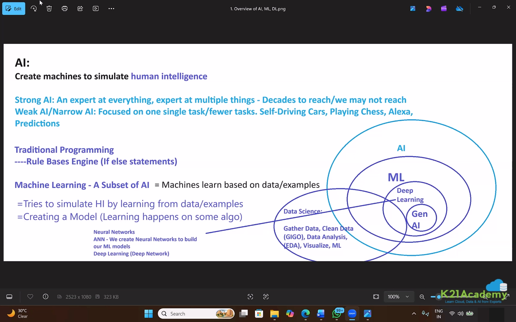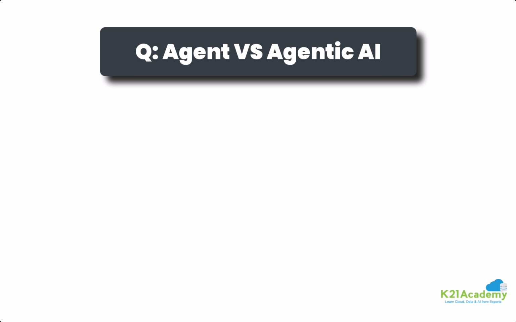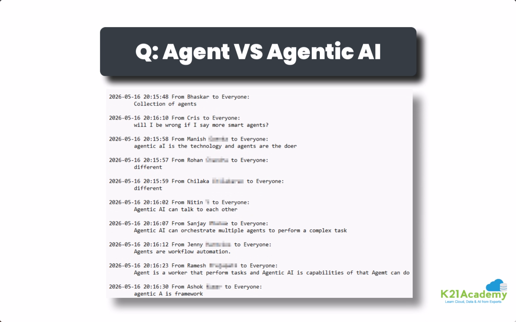We often say agents and agentic AI. Can anyone tell me what is the difference between agents and agentic AI? Are they same? Are they different? Think about it. Is agents the same as agentic AI? We have two keywords here, agents and agentic AI. Are they same? Are they different? Okay, most of you are saying they are different. So then what is the difference?